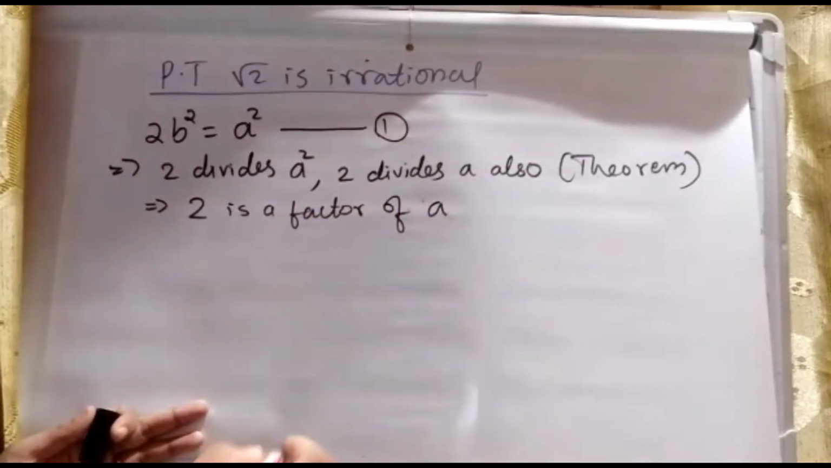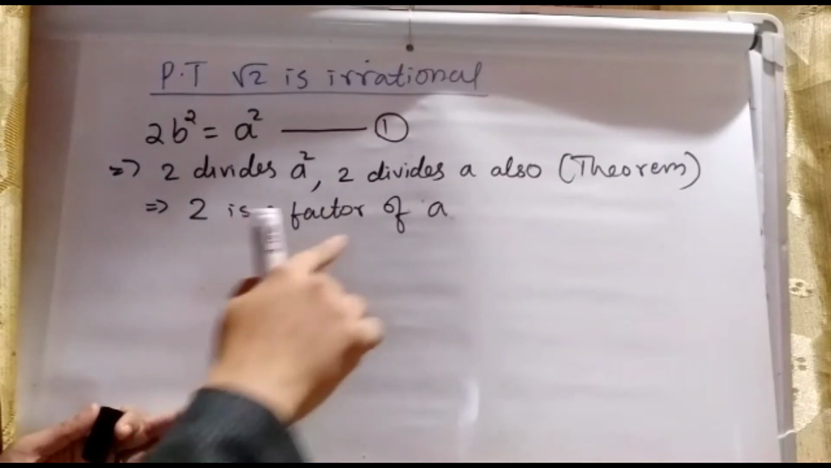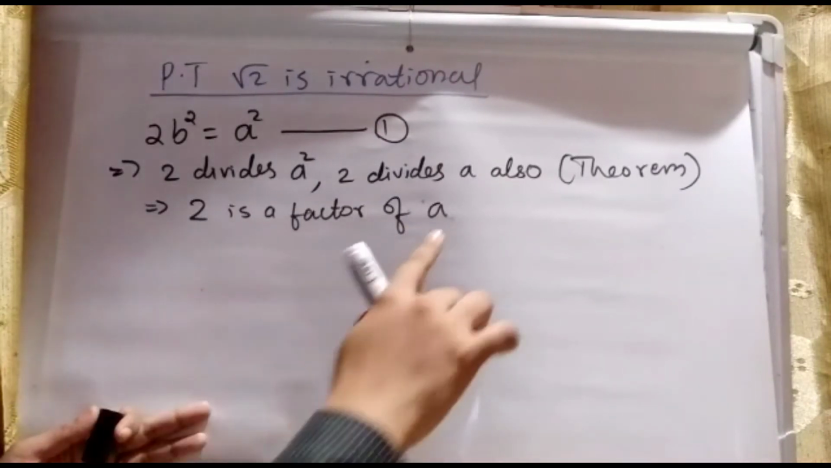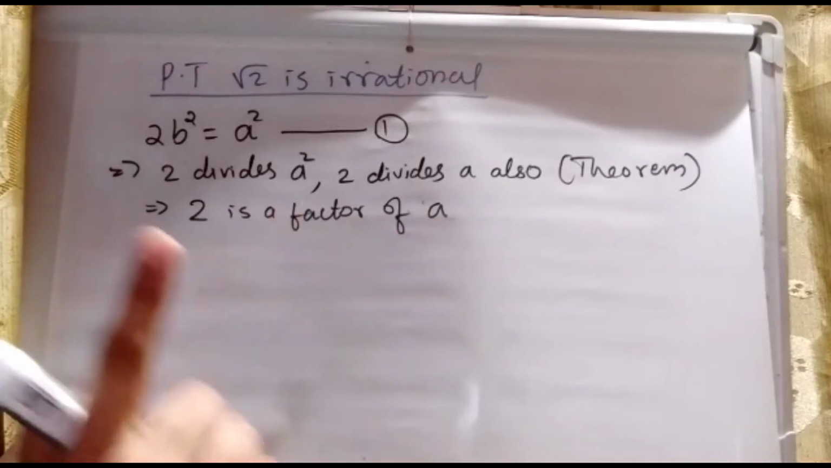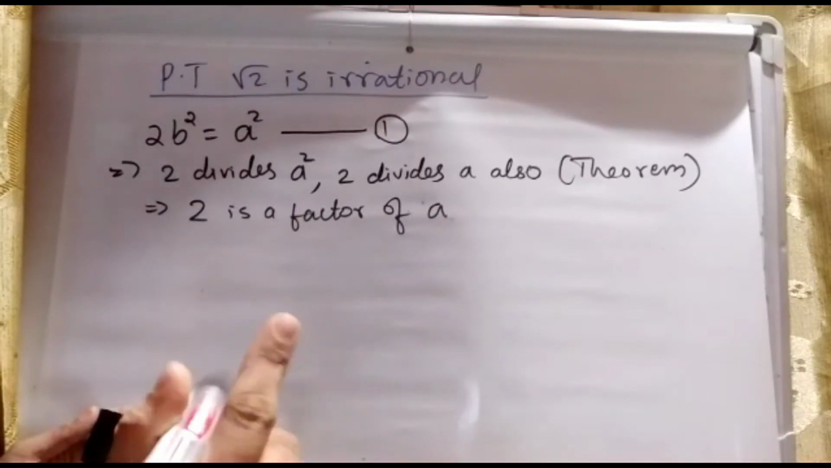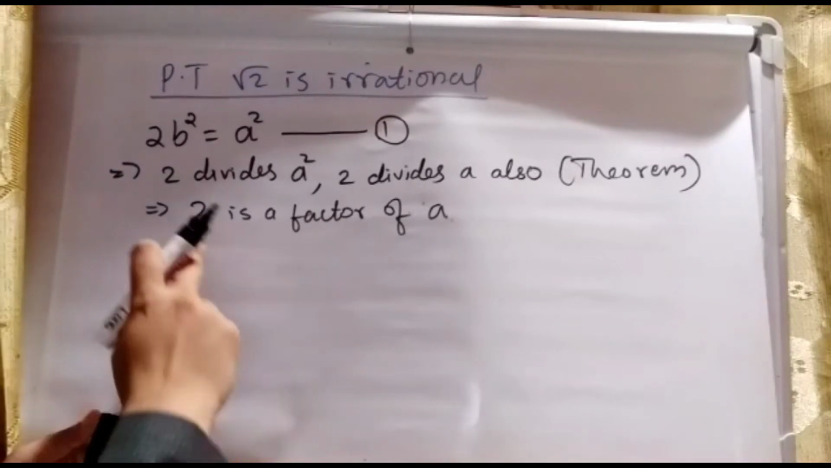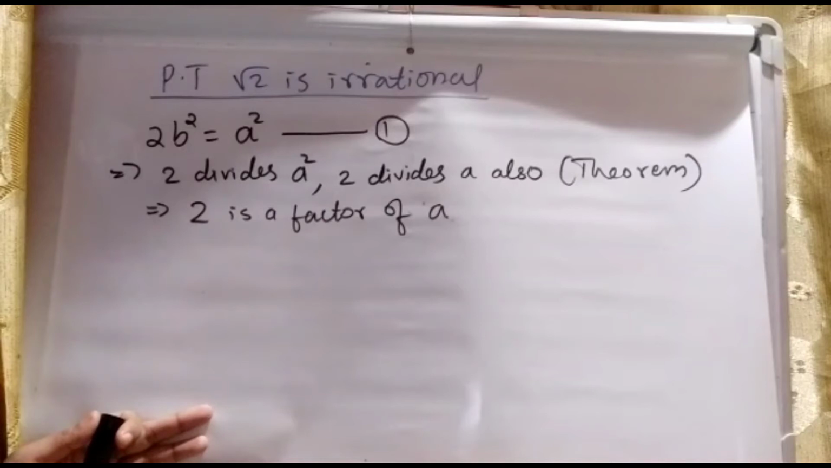But what was our assumption? a and b are co-primes. That means a is... prime number means a doesn't have any other factors other than 1. But we got 2 is a factor of a. This is a contradiction, right?